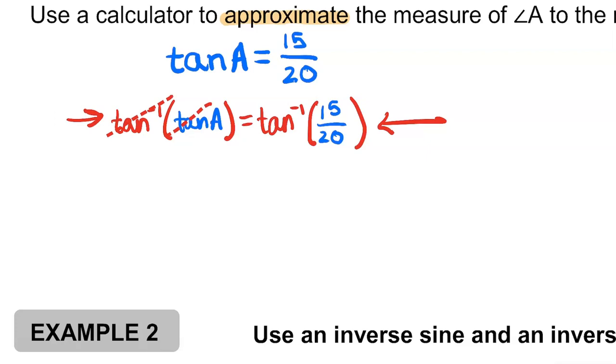So if you think about a square, if you have x squared, we undo a square with a square root. And that's because those are inverse functions. So that's why this tangent inverse undoes the tangent. So what we're left with is A equals tan inverse of 15 over 20.